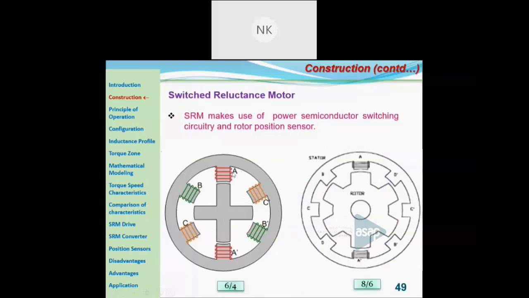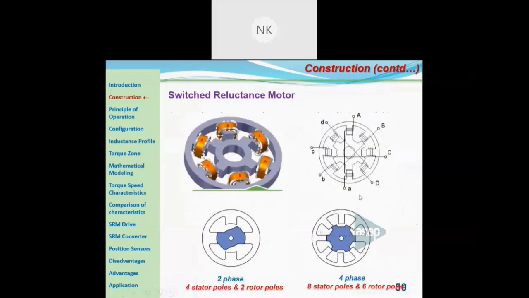So here the stator will have 6 poles and the rotor will have 4. That's why 6x4. Here you can have 8 stator poles and 6 rotor poles. Here you can see the diametrically opposite stator windings can be connected together to form one phase. And here also you will get one phase, and here also one phase. Since this is an 8 pole stator, 4 phases will be there.